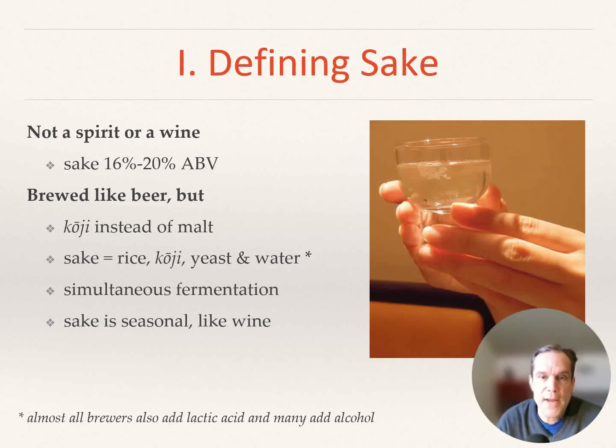Now, in beer making, there's a two-step process of fermentation. There's the process of breaking down the starches into sugars and then the sugars into alcohol. Well, in sake, that happens at the same time. So what we say about sake brewing is that it's simultaneous fermentation. There are two things happening at once. Koji is breaking down the starches into sugars, and these sugars are being transformed into alcohol through wonderful yeast. This happens in the same tank at the same time.